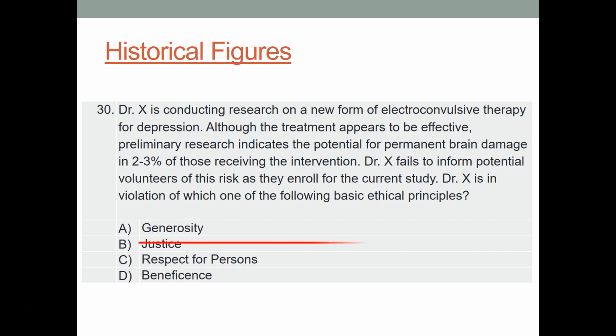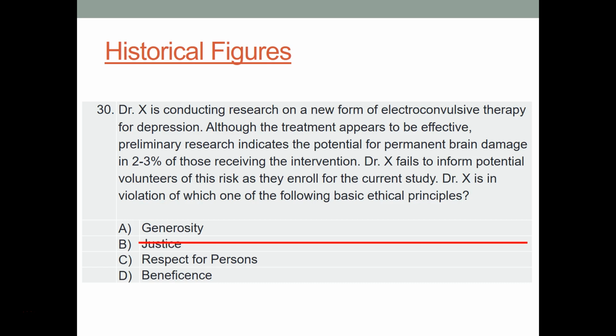So justice doesn't seem to be probably one of our best options. Option C, respect for persons. Remember that respect for persons has to do with assuming that people have the autonomy to make their own reasonable, rational decisions. And because of that, we have informed consent procedures. So before you participate in a study, you get to know all the risks, all the possible benefits, all the things that will be required to do for the study. And so if we're not telling people about the risks, then this could be a violation of respect for persons.